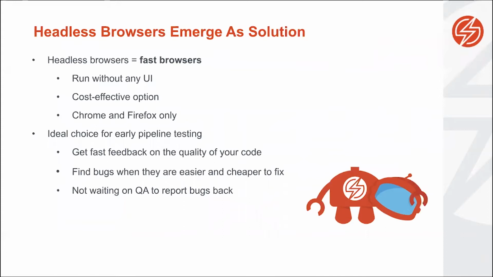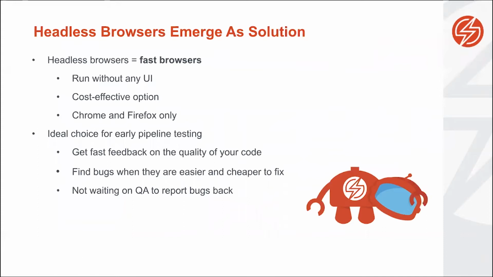This makes it a very fast and very cost-effective option because it's a lot cheaper to operate these sorts of lightweight browsers. But the drawback is that you're not going to get the coverage that you need. Right now, headless only runs in Chrome and Firefox reliably, and so there are definite drawbacks there. But the whole point here is speed. I need to be able to run fast. I need to be able to do it cost effectively. The second is that because of this, it's become a really ideal choice for early pipeline testing.